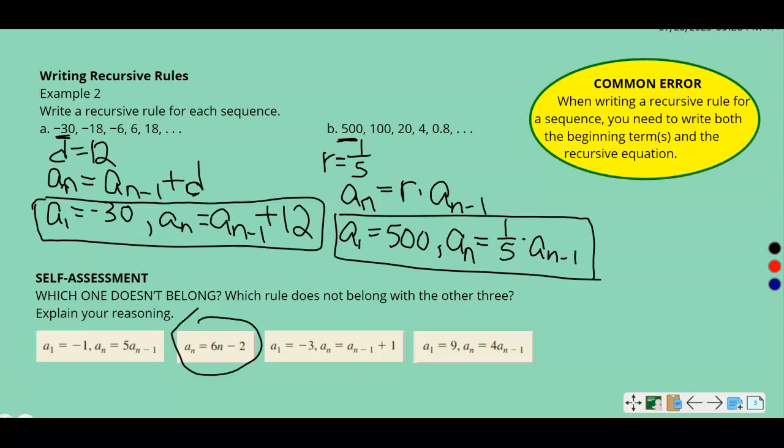All right, which one doesn't belong? Hopefully you chose the second one. If you look at these 4 rules, you'll see that 3 of them are recursive rules, and the second one is the only one that is an explicit rule.